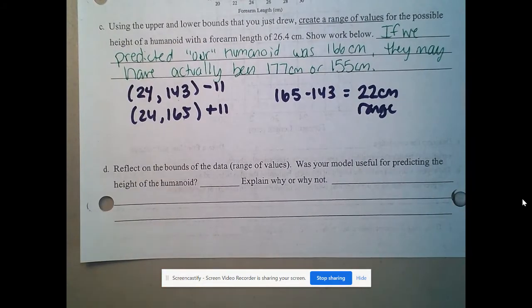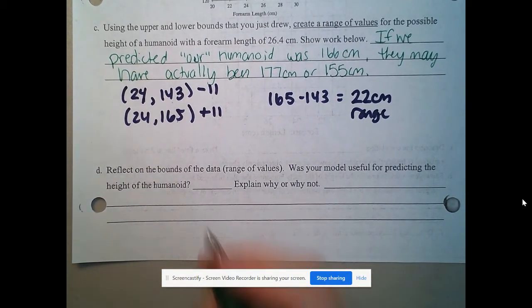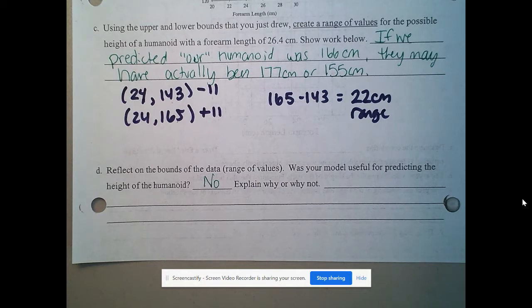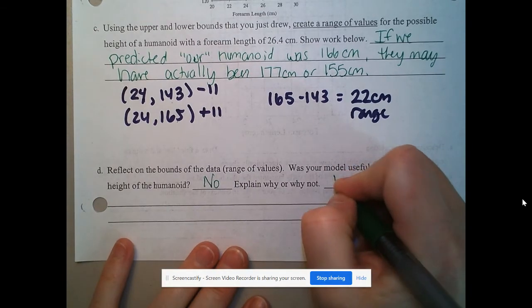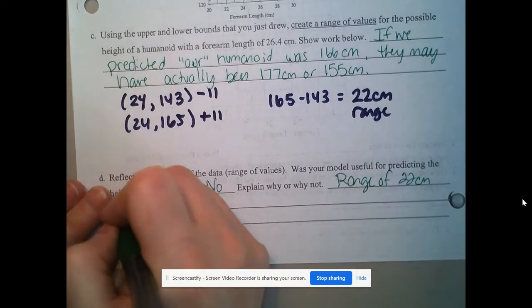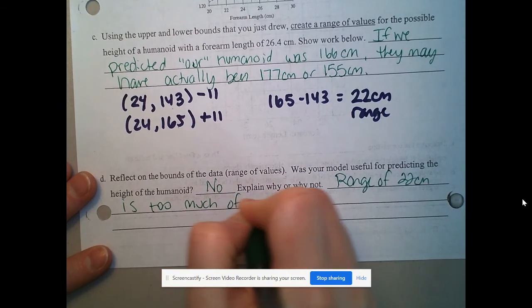All right. Last piece. Reflect on the bounds of the data. Was your model useful for predicting the humanoid? We would probably say no. And you're like, come on, why do we do all this work if you're going to say no, Mrs. Fraser? A range of 22 centimeters is huge. So a range of 22 centimeters is too much of a spread.